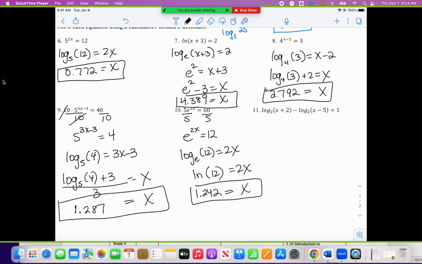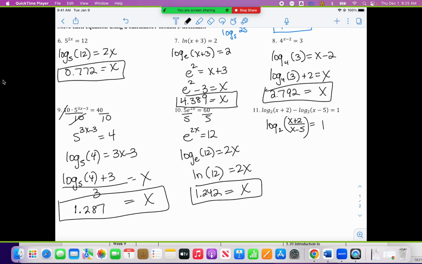All right, number 11. I have log base 2 of x plus 2 minus log base 2 of x minus 5 equals 1. All right, on the left side, something should be jumping out at you that we should be doing. Does anybody see it? Condense. Ooh, and I love the mathematical language. So if I'm going to condense, that's x plus 2 divided by x minus 5 inside the log.